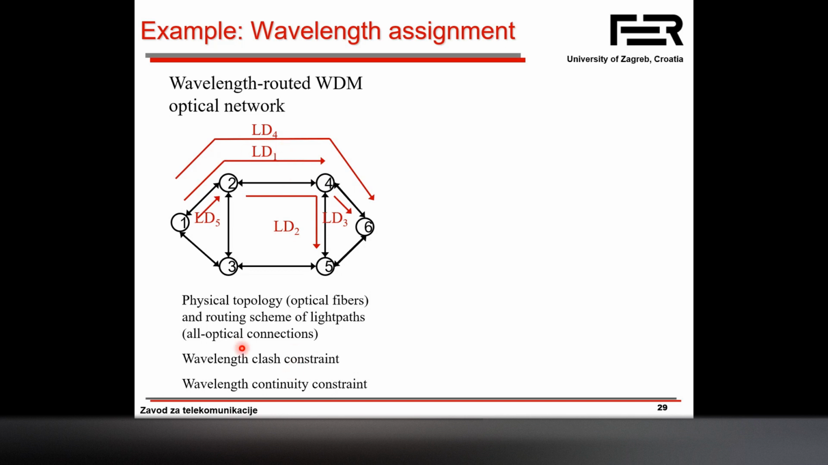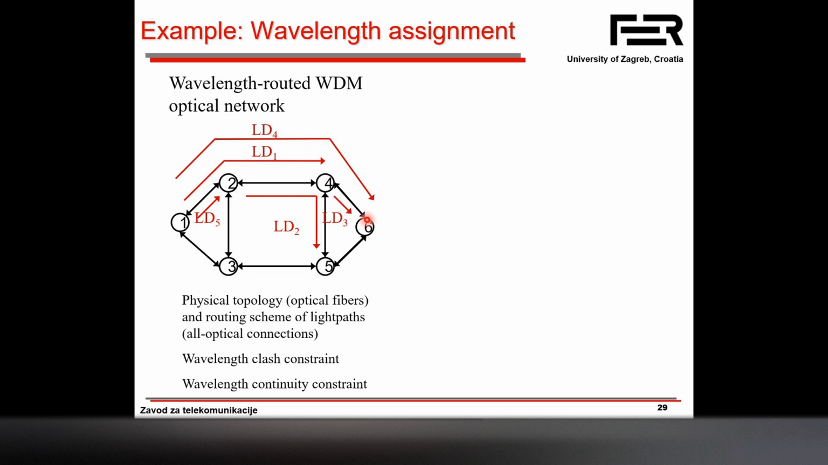However, we have to take care of two constraints. One is the wavelength clash constraint, which says that light paths that go along the same physical link have to have different wavelengths assigned. So for example, light path demand 4 and 1 follow the same physical link over here and over here, in which case they are not allowed to have the same wavelength. Also, the wavelength continuity constraint, which says that one light path will use the same wavelength for the whole physical path.